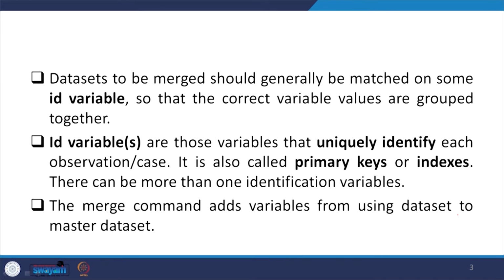So, ID variables are those variables that uniquely identify each observation or case. A single ID variable may not actually uniquely identify. What do you mean by uniquely identified, I will guide you shortly.